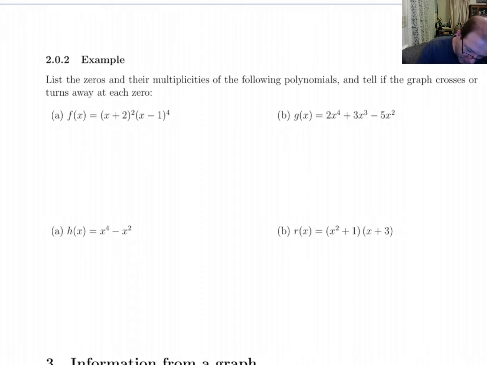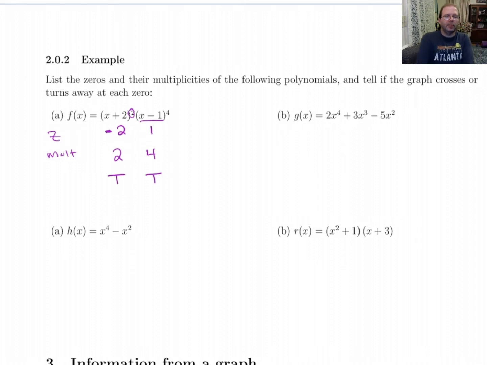This one, A, has a 0 of -2, and its multiplicity is 2. And then this gives us a 0 of 1, and its multiplicity is 4. So the multiplicities of both of these are even, so these touch. I'm going to do all these examples. I'm going to put T for turn, meaning touch and turn. I'll put C for cross.